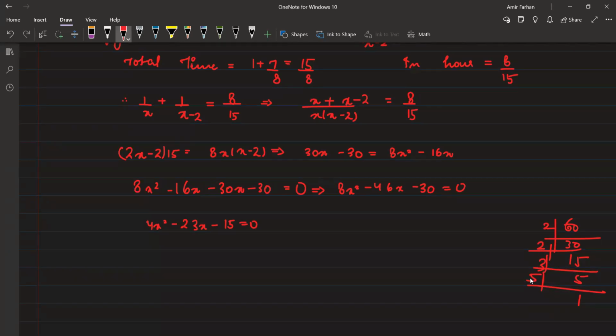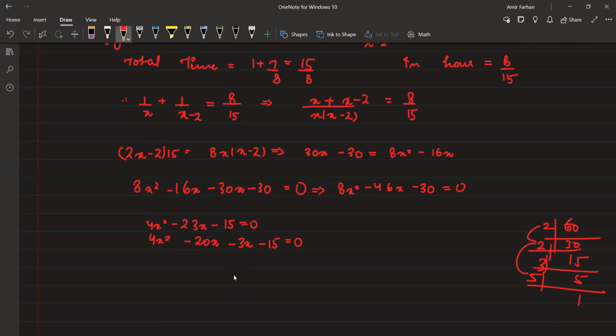Did I make any mistake? No mistake here. 60, 30, 15, 15 and 5, 1. So 5 2 is 10. Yes, we can do it like this. See, let's take this. 5 4 is 20 and 3. Okay. 4x square minus 20x and minus 3x and minus 50. Everybody got it or not? See what I did. 2 and 5, 2 into 2 into 5. It's 20 and 3. So by adding them, I will get 23. Yes or no?